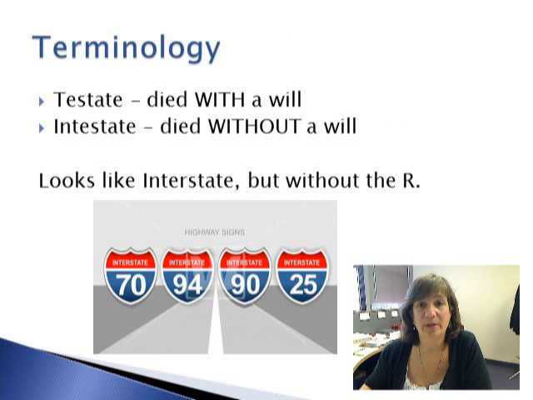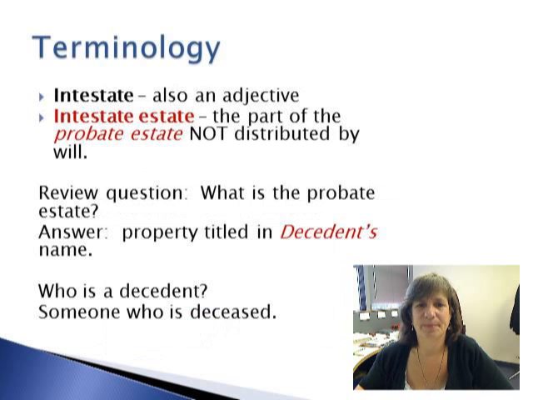Okay, so first of all, a little bit of terminology, because sometimes it's intimidating to use these words at first, but you'll get comfortable with them if you're not already. If somebody dies testate, that means they died with a will. Remember, the word testament meant will. Testate means with a will. Intestate means without a will. Looks like interstate, but without the R.